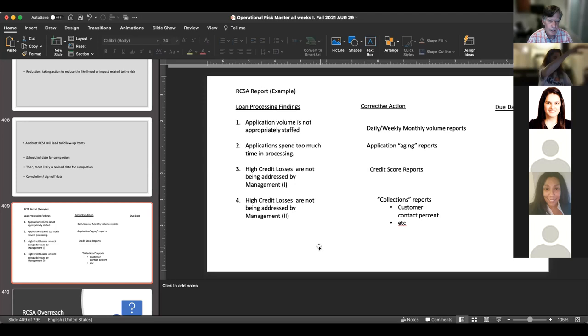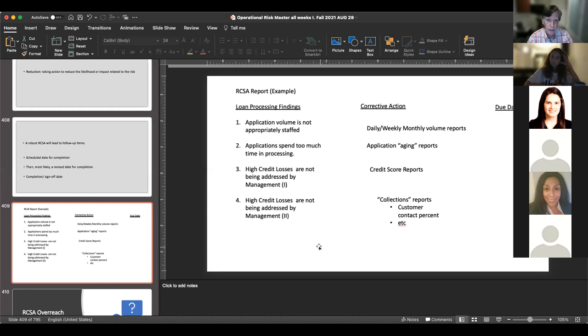We talked about this before. Through the RCSA, you may have discovered that applications spend too much time in processing. So the corrective action is to come up with aging reports so you can see what percentage of your loans are 10 to 20 days in the pipeline. How many are 20 to 30 days? How many are 30 to 40? And you can see where you have a problem and where you need to put in some kind of mitigation.